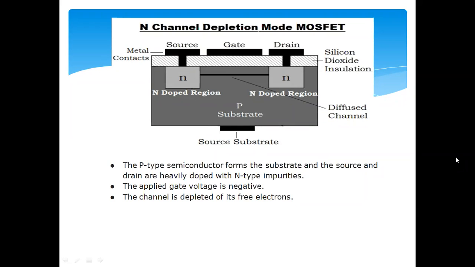Okay, now talking about the N channel depletion mode MOSFET. So what is the structure or construction of this N channel depletion mode MOSFET? So as you know, we have three terminals: source, gate, drain. Okay, so metal contacts are made to connect the inside layers of the MOSFET. So source and drain are doped, right, with N type dopant.